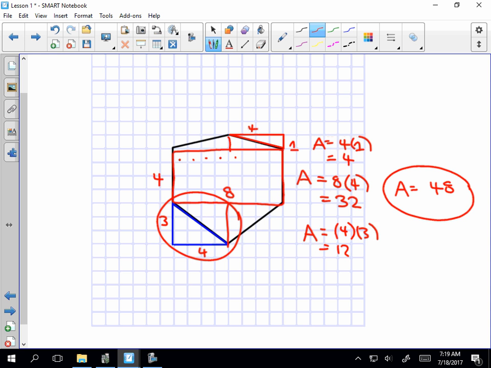So we have the 32 plus 12, which gets us to the 44. 44 plus 4 gets us to the 48. And we've solved the problem. We've solved the area of a hexagon.